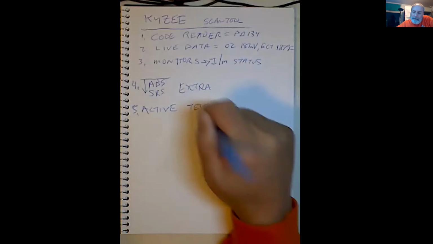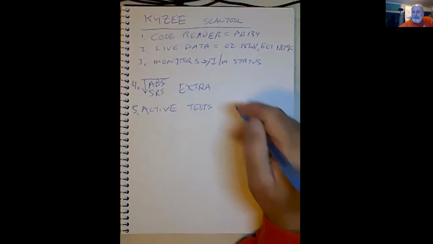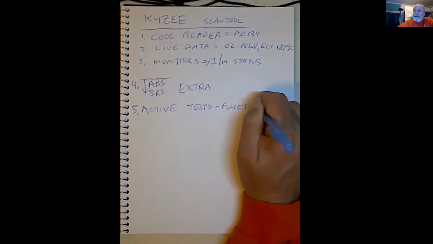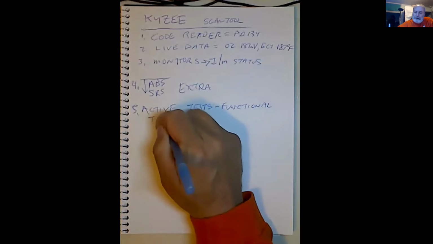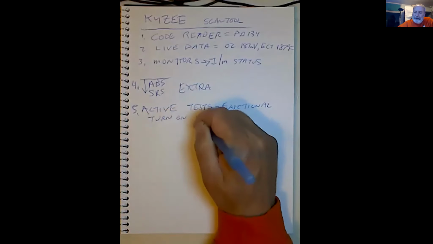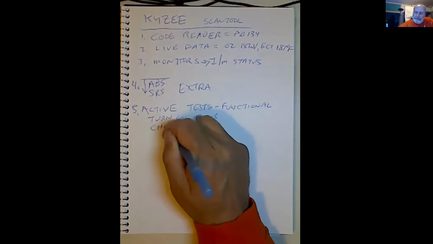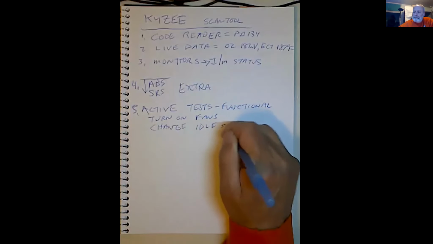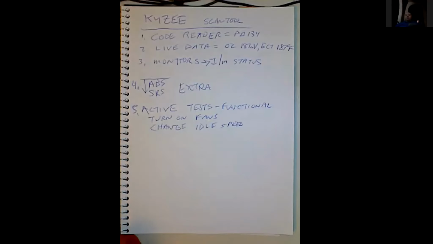Okay, so the fifth thing you want to look for in a scan tool is active tests, sometimes called functional tests. And that will mean things like turn on fans and change idle speed.